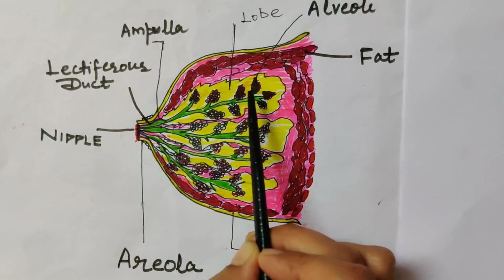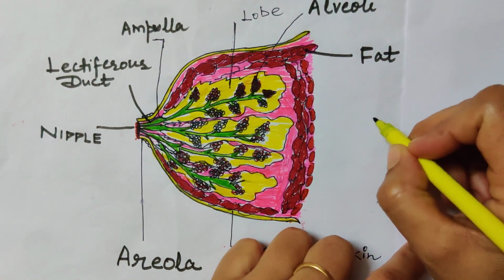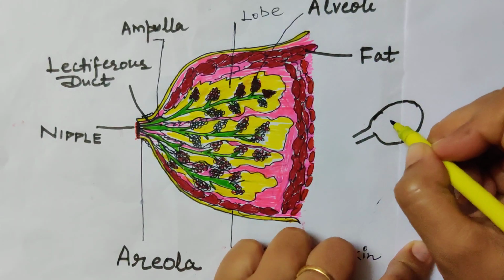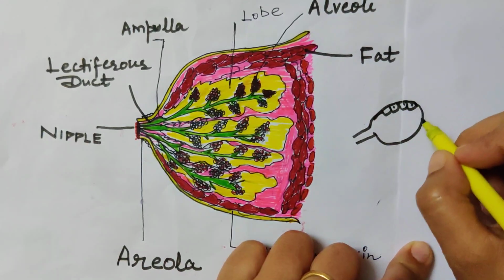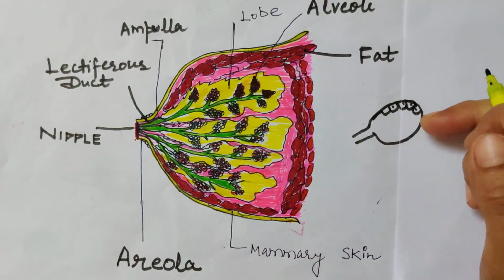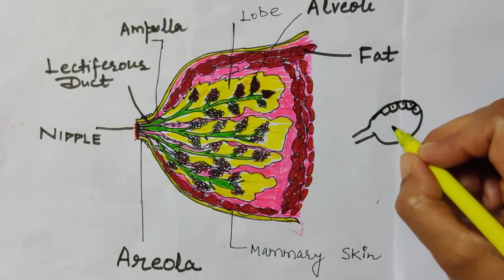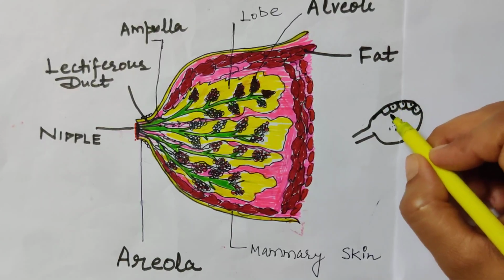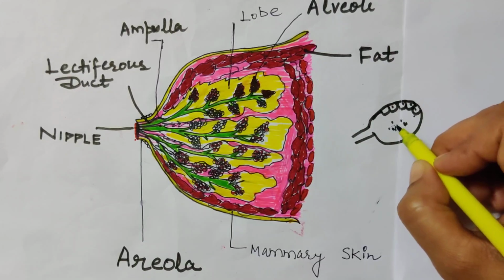These structures are showing the alveoli and cells of alveoli. Alveoli have a structure like this. These are the cells which produce milk. So milk is formed by cells of alveoli, and is stored in the cavity, the lumen or cavity of alveoli. So cells of alveoli produce milk, which is stored in the lumen of alveoli.